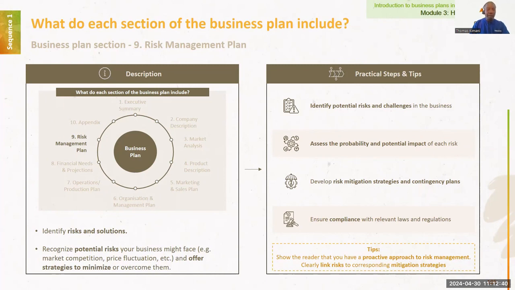Risk management plan. In all these things, we talked about risk. When we talk about our market, there's a risk. Product, there's a risk. Employees, there's a risk. So how do we go about this? First of all, write down the potential risks and challenges. And there is no right way to write it down. Write what you think is a potential risk and a potential challenge to your business.